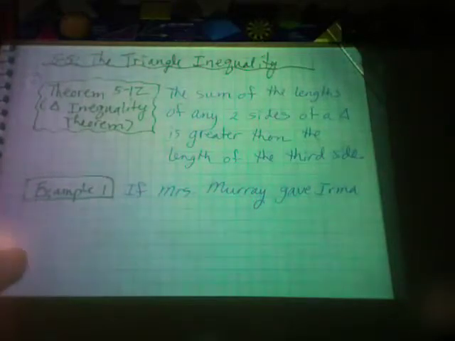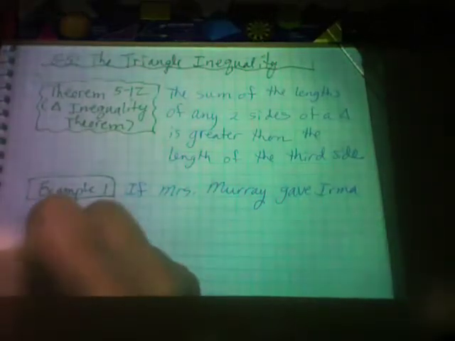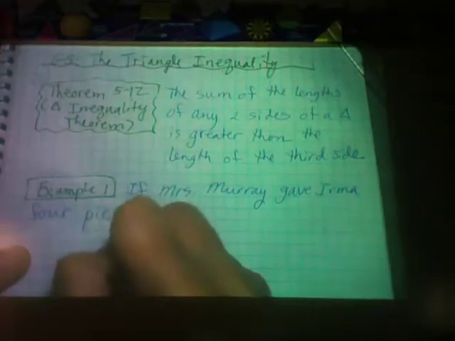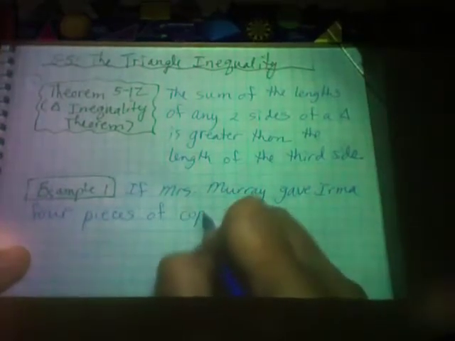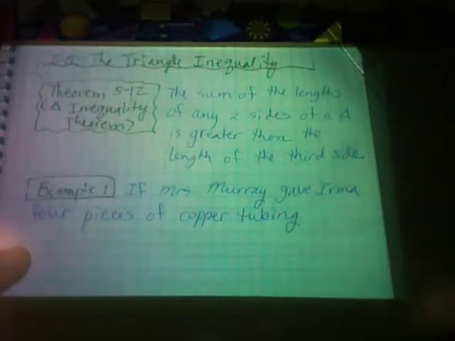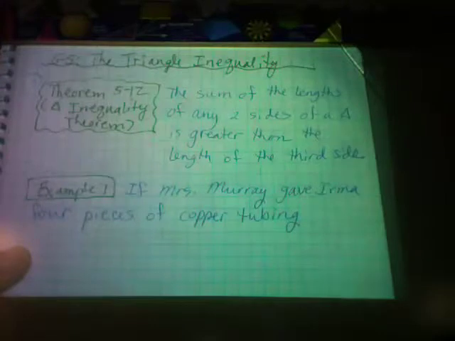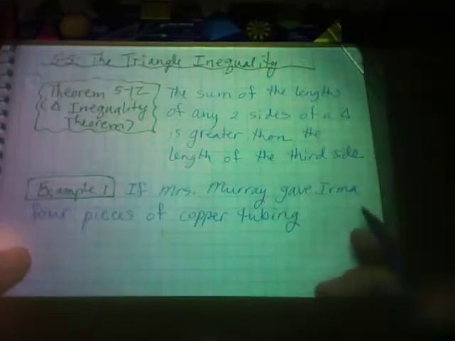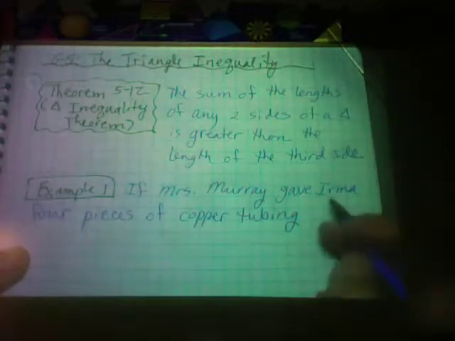All right, so Mrs. Murray gave Irma 4 pieces of copper tubing. What is copper tubing? Stuff for pipes. What kind of pipes? Not electrical. Plumbing. Your kitchen water has to run through copper. I don't know why. I'm not technical about this. Some of your plumbing is plastic. It used to all be copper tubing, but neither here nor there.